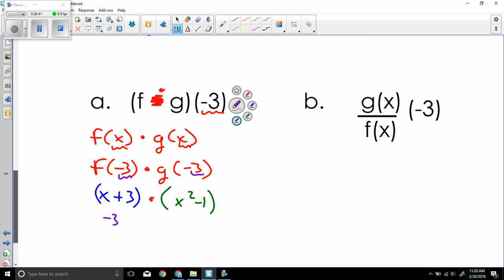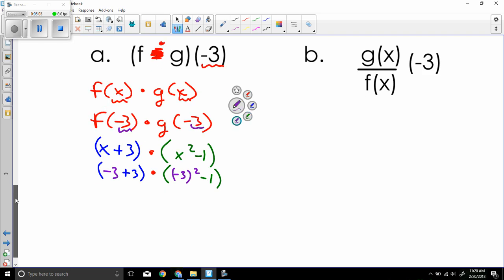So I have negative 3 plus 3 times my negative 3 squared minus 1. If I do some simplifying here, this is 0 times, okay, well I got 9 minus 1. It's not really going to matter because there is a 0 over here, so this is just going to be 0.